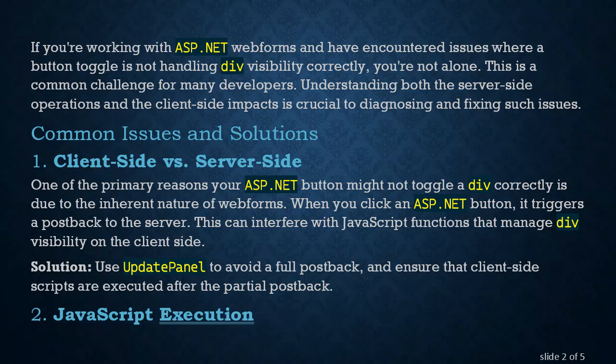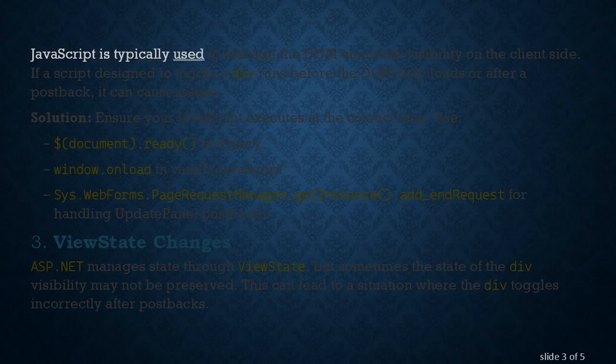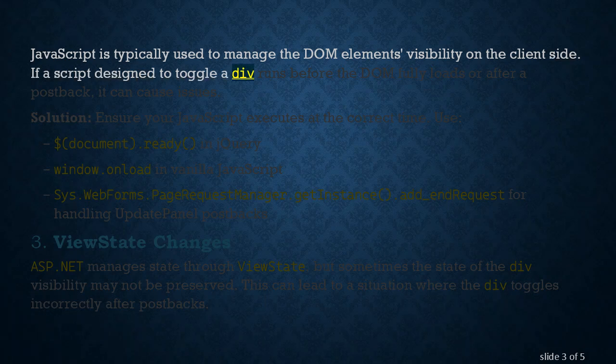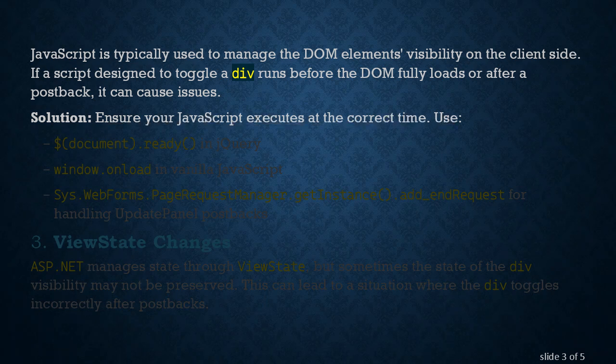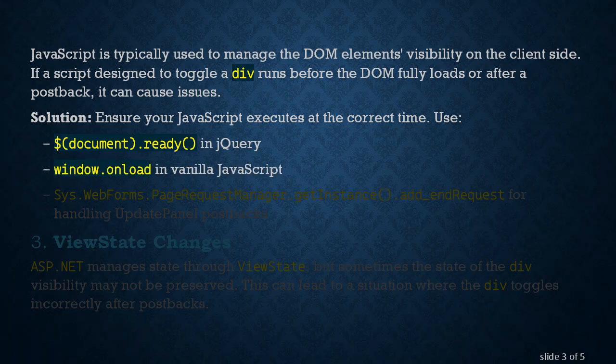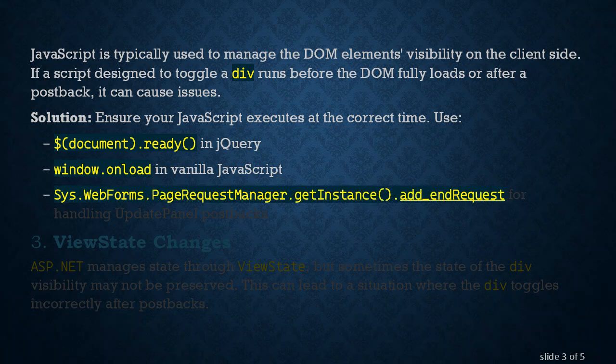2. JavaScript execution. JavaScript is typically used to manage the DOM element's visibility on the client side. If a script designed to toggle a div runs before the DOM fully loads or after a postback, it can cause issues. Solution: ensure your JavaScript executes at the correct time. Use $(document).ready in jQuery. Window.onload in vanilla JavaScript. Sys.WebForms.PageRequestManager.getInstance().add_endRequest for handling update panel postbacks.